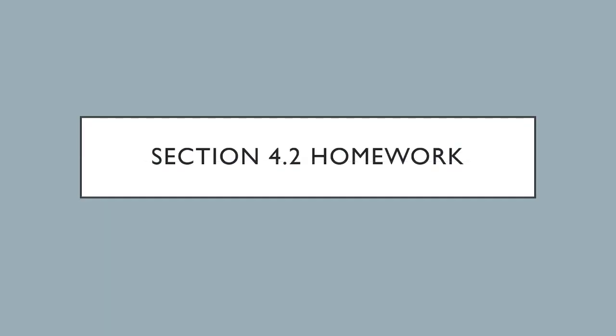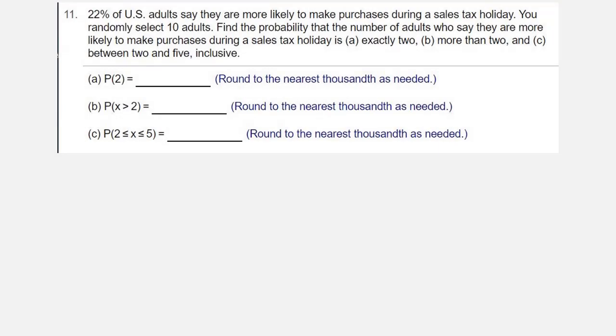Okay, we're looking at homework from section 4.2. This is question number 11. 22% of U.S. adults say they are more likely to make purchases during a sales tax holiday. You randomly select 10 adults. Find the probability that the number of adults who say they are more likely to make purchases during a sales tax holiday is A, exactly 2, B, more than 2, and C, between 2 and 5 inclusive.